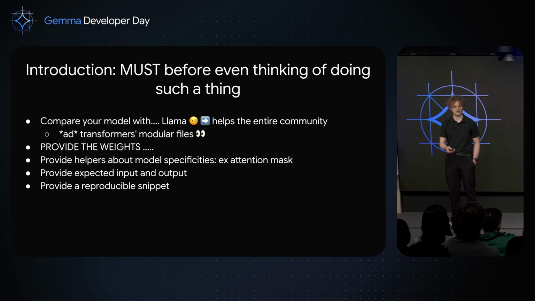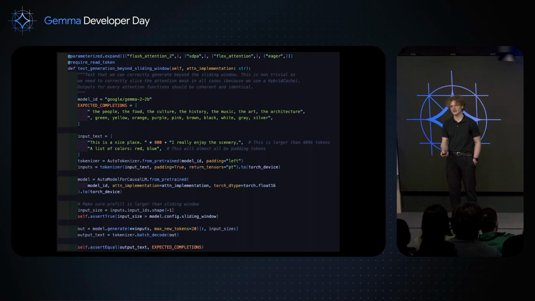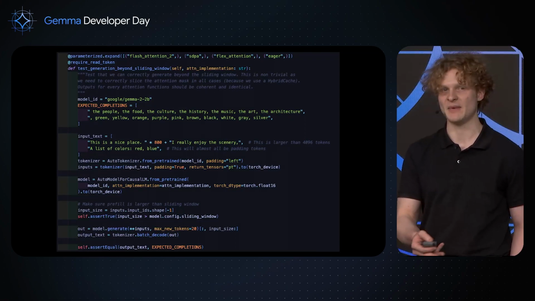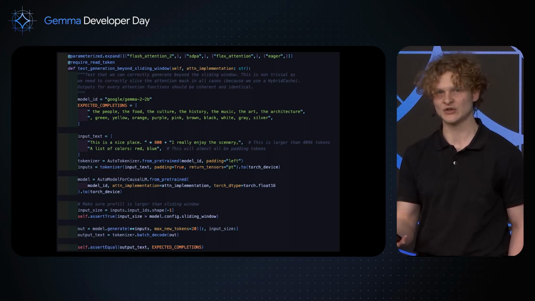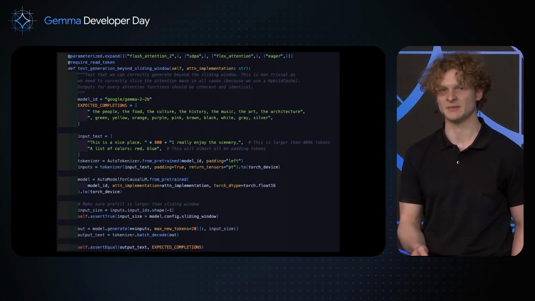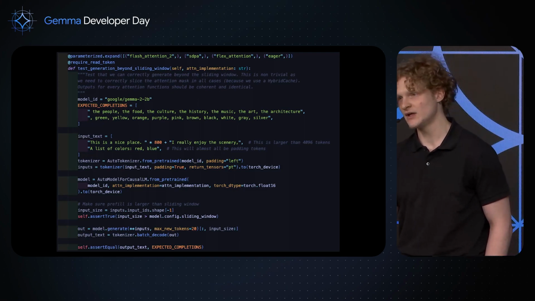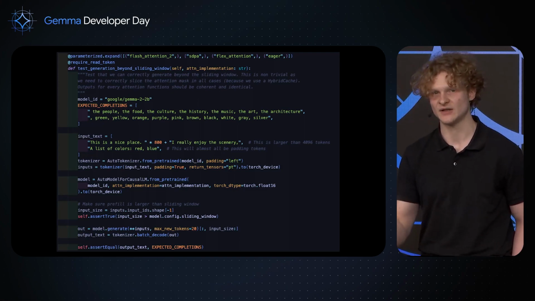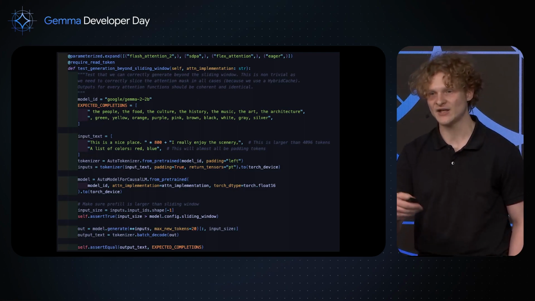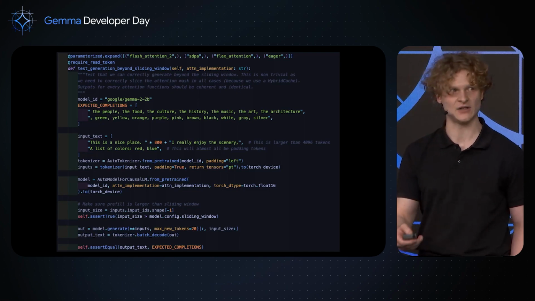Then there's a reproducible snippet. Of course, that's very standard, but it helps a lot. And all of these, we actually use to create the maintenance part of transformers. So we create integration tests that we always run. For example, for Gemma, when you have a sliding window, you need to make sure that when you go outside the sliding window, the generation still makes sense, right? So these are the kind of things that we can create and make sure are maintained over time.